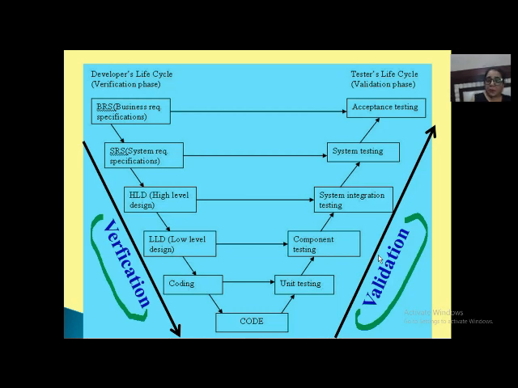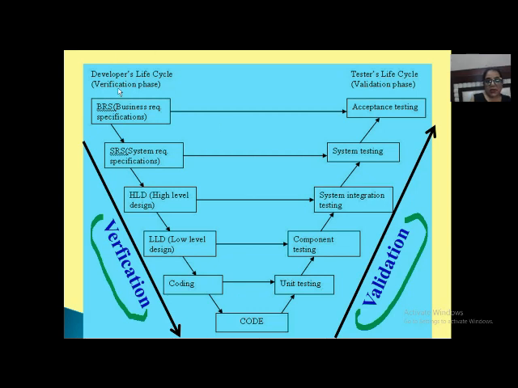Correct? Now we can say that it is the expansion of the waterfall model, because the waterfall model was a linear sequential model, and similarly here it is also a linear sequential model. Linear phases are being followed, but the major difference here is that testing is also done side by side in each and every phase. How, we'll see in the further slides.